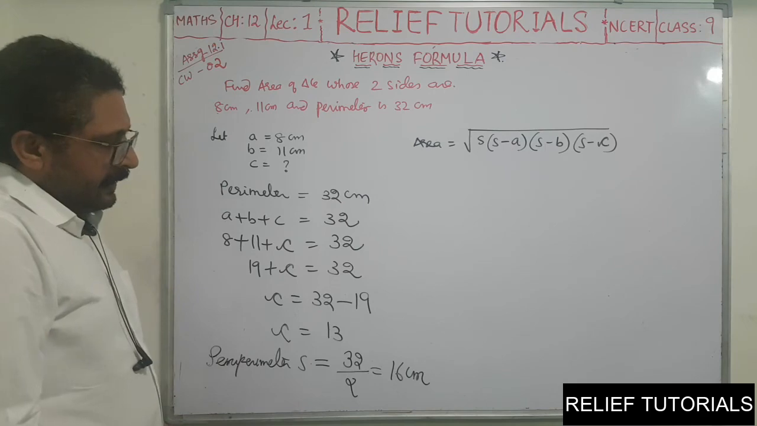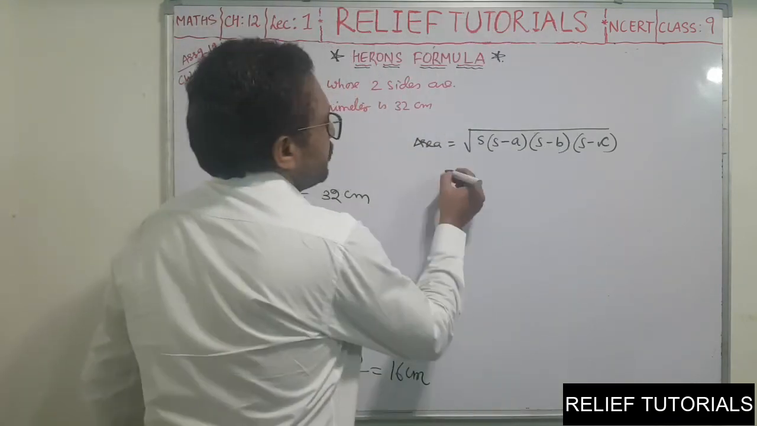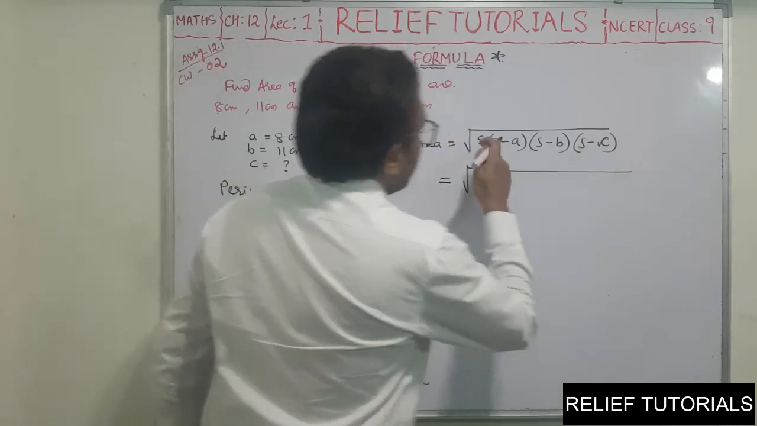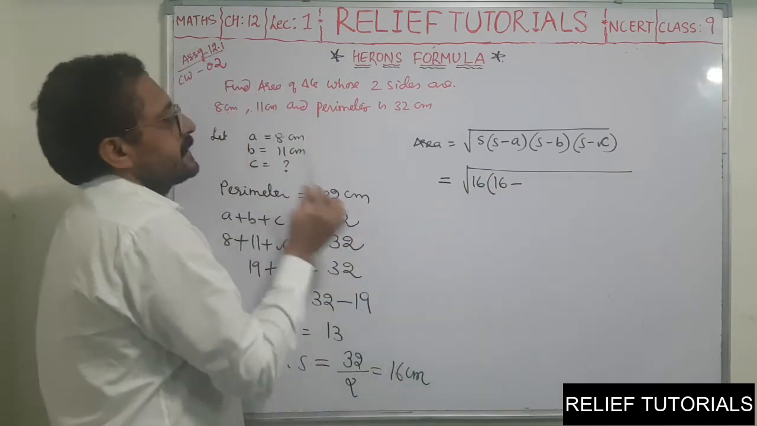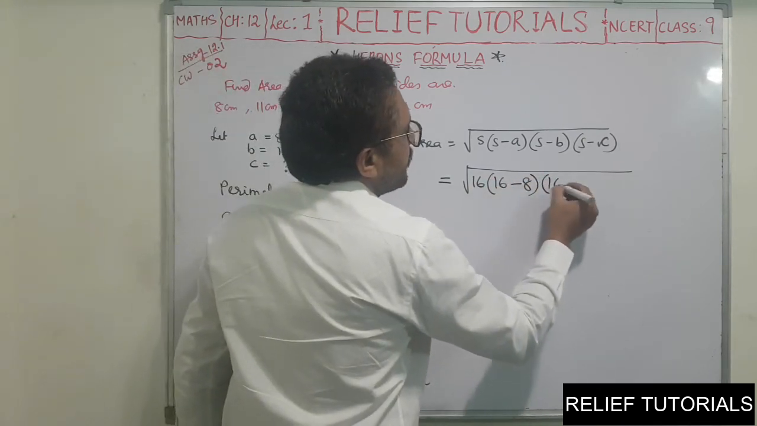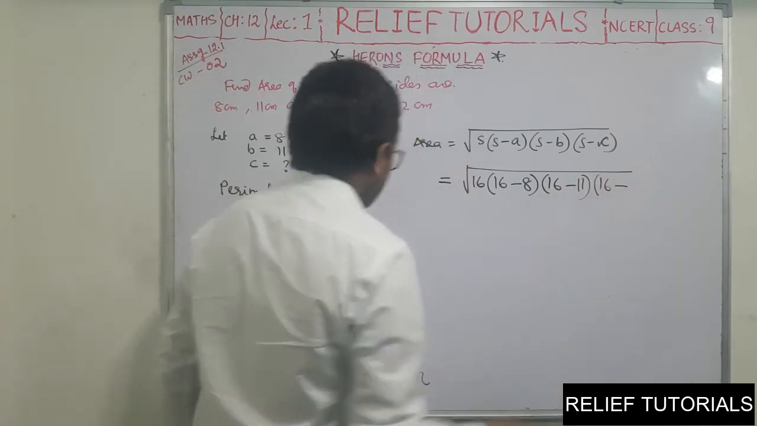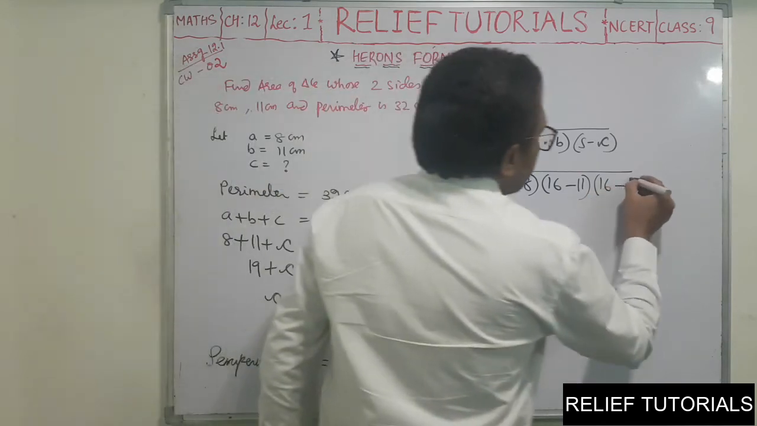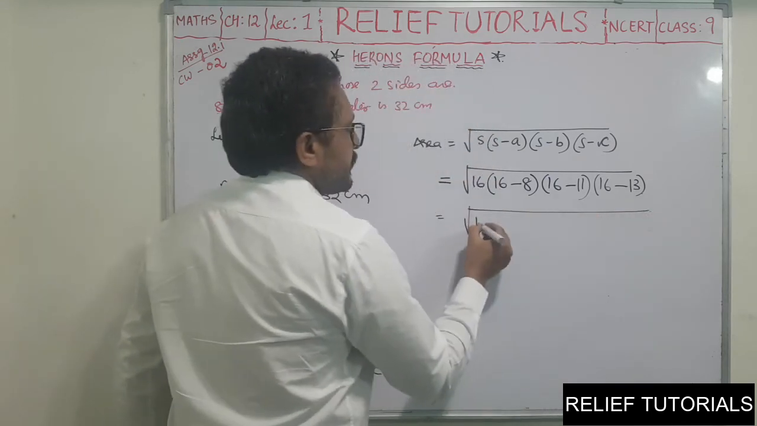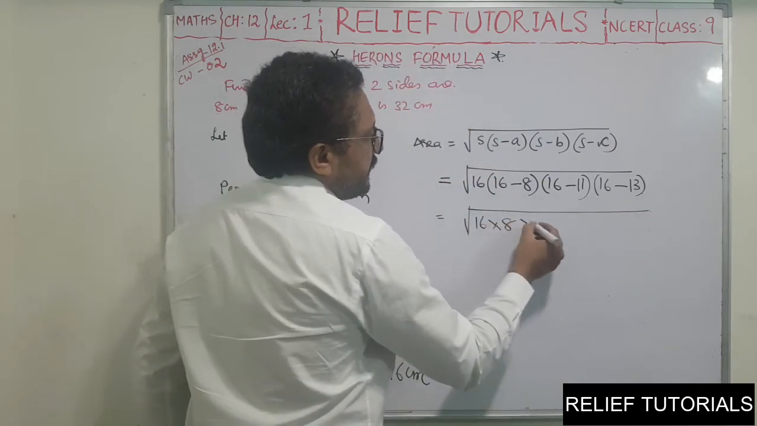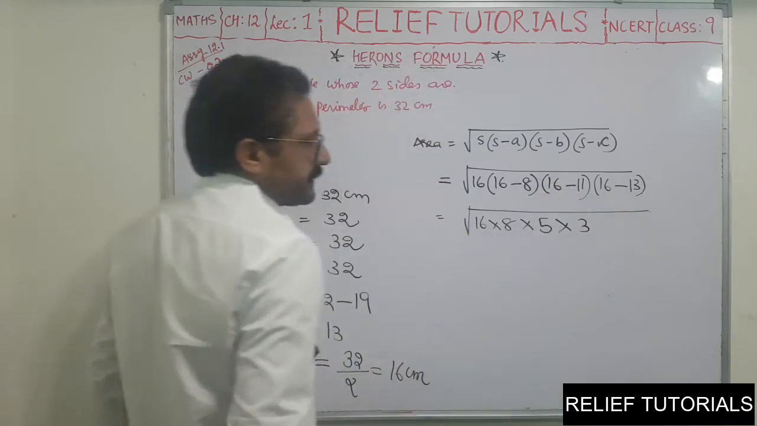Okay. So now we will find area. See, S is how much? 16. 16 minus A is 8. 16 minus B is 11. 16 minus C is 13. Under root of 16 into 16 minus 8, 16 minus 11, so 5, 16 minus 13, 3.